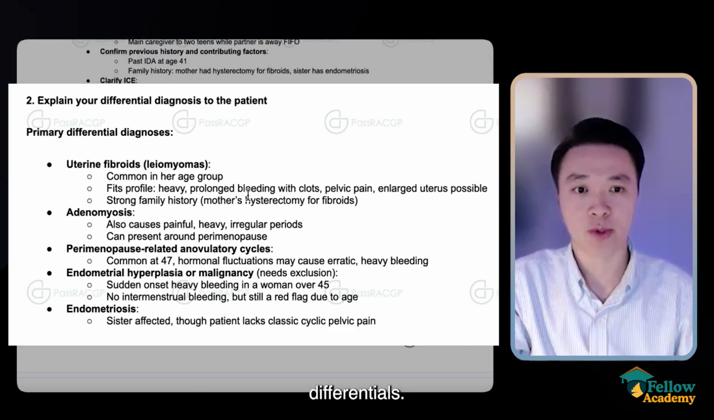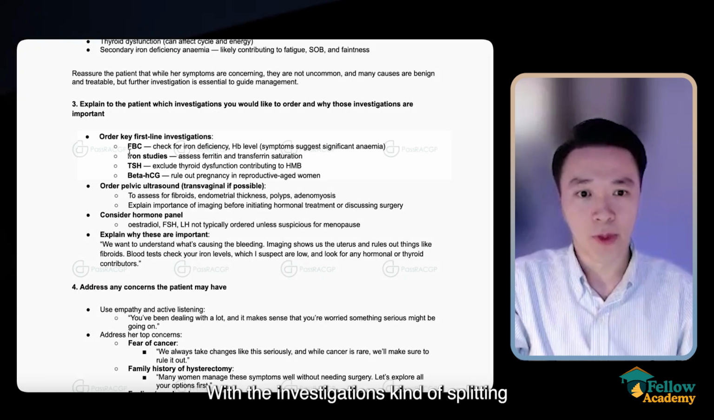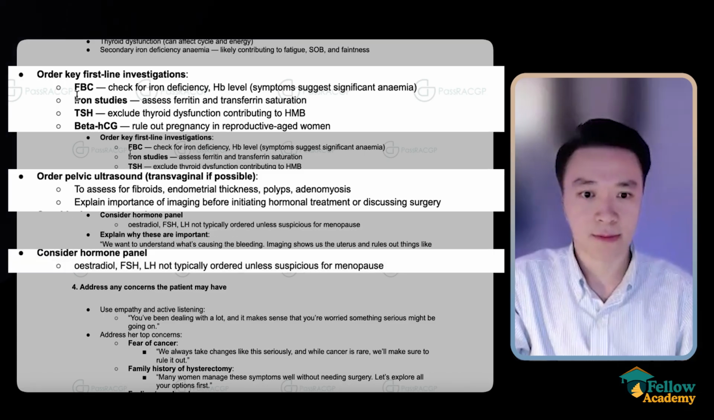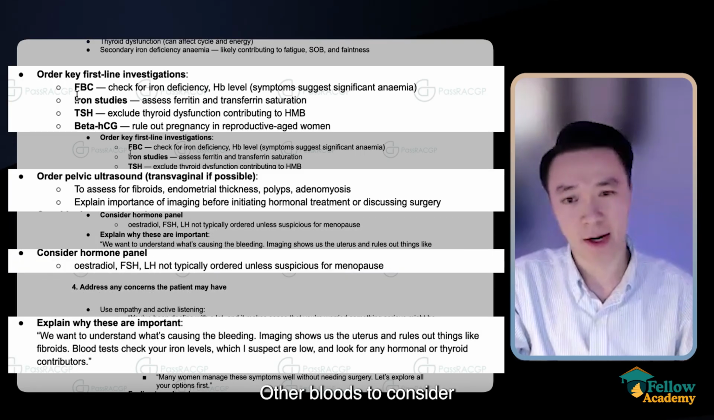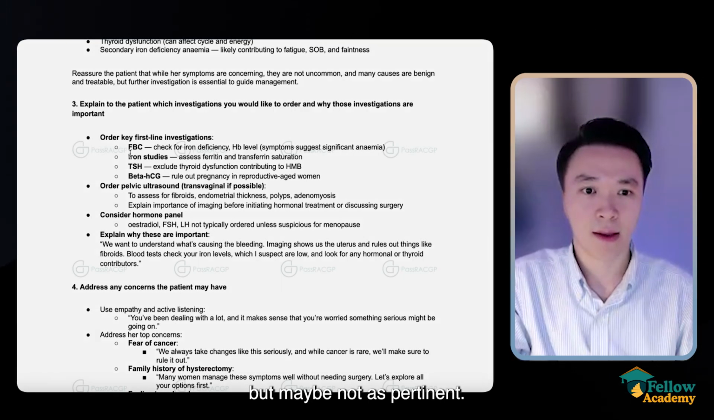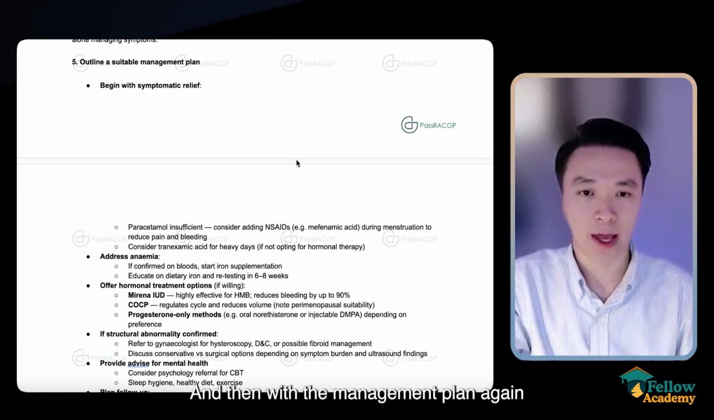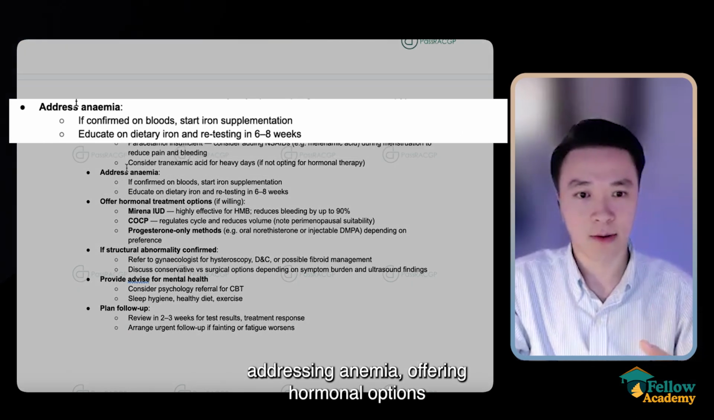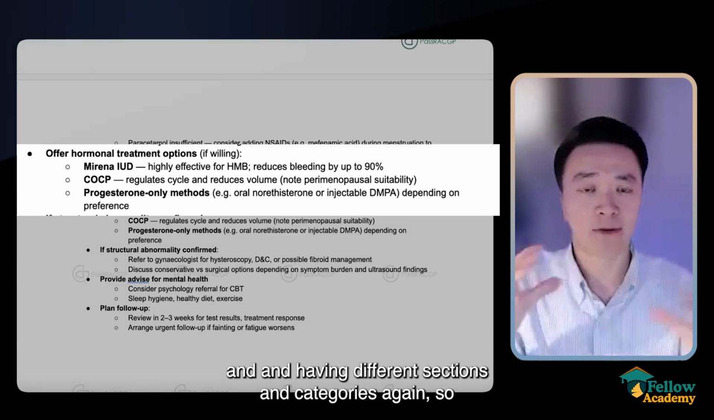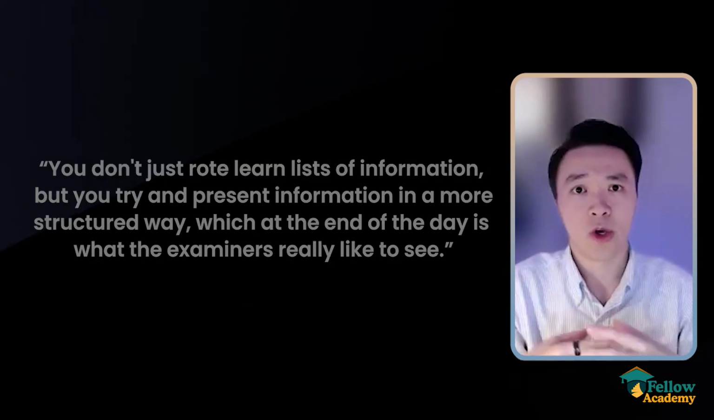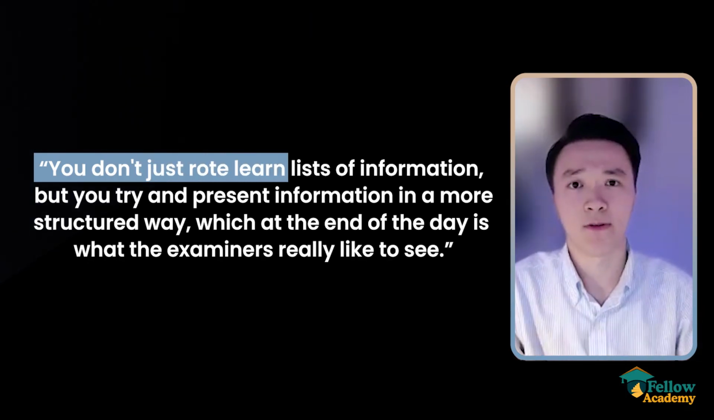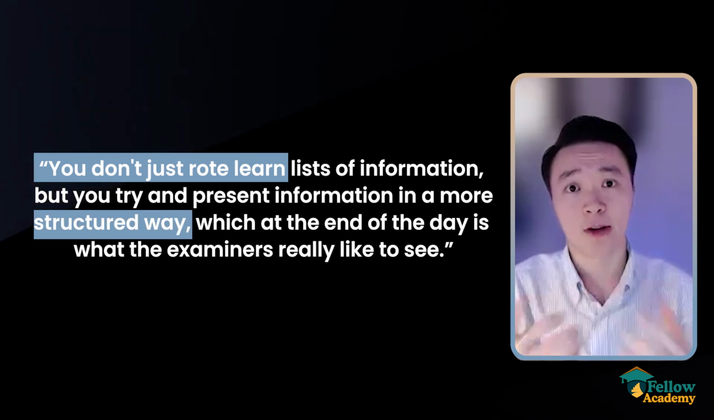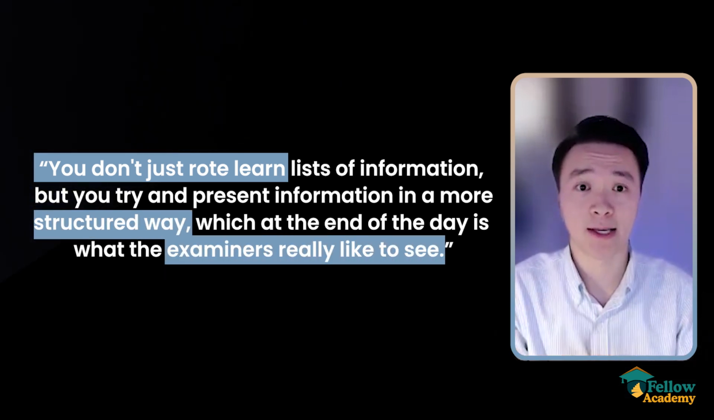Same thing with the differential diagnoses, giving reasonings behind each of the differentials. With the investigations, kind of splitting it between bloods, imaging, other bloods to consider but maybe not as pertinent. And then with the management plan, again, breaking it down into symptomatic relief, addressing anemia, offering hormonal options, and having different sections and categories. Again, so you don't try and just rote learn lists and lists of information, but you try and present your information in a more structured way, which at the end of the day is what the examiners really, really like to see.